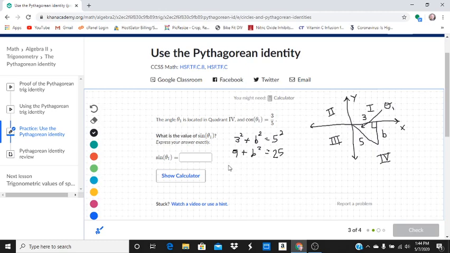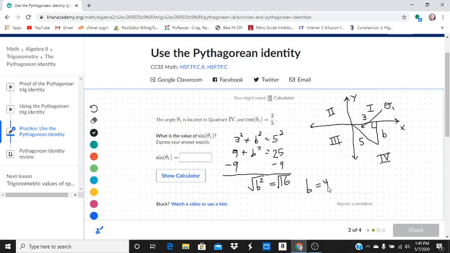So we're going to solve for b squared, so we want to subtract 9 from both sides. So we're going to get b squared equals 16. So we want to take the square root of both sides. And we get b equals 4.